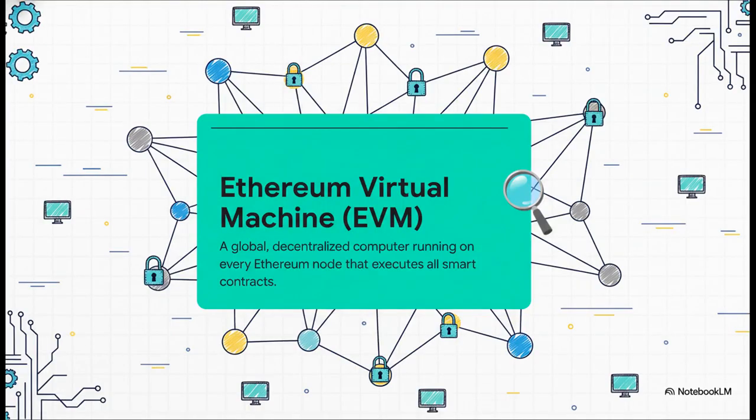So what's the engine powering all this? It's something called the Ethereum Virtual Machine, or EVM. I want you to picture it as one giant single computer, but it's being run by thousands of individual machines all across the globe. When your smart contract runs, every single one of those machines runs the exact same calculation, making sure they all agree on the result. That's what makes the whole system so incredibly secure and trustworthy.